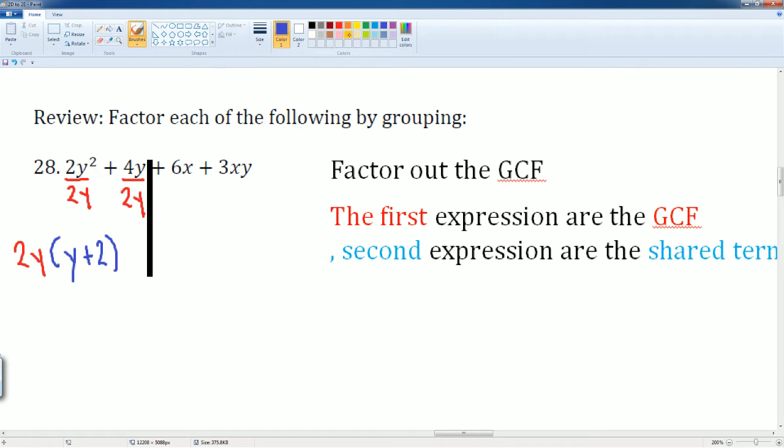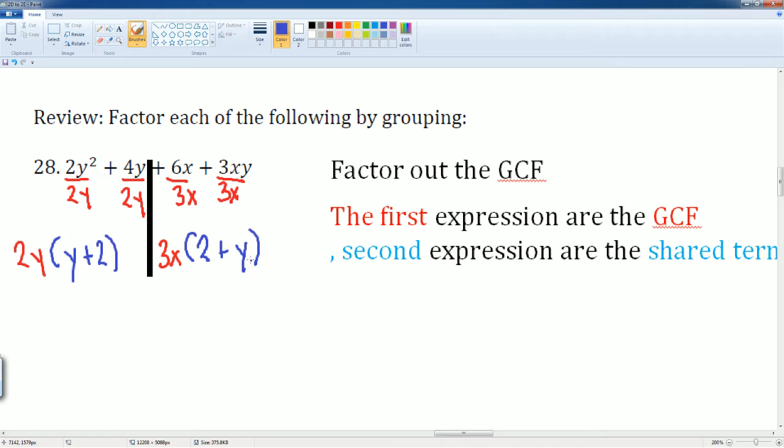6x plus 3y. We can now pull out, I think, a 3. Okay. And let's look if any variables are in common. I see an x here and an x here. So we can factor out the GCF of 3x. So 3x is what you pulled out. What's left over? 6 divided by 3 is a 2. And an x over x is 1. 3 over 3 is just y.